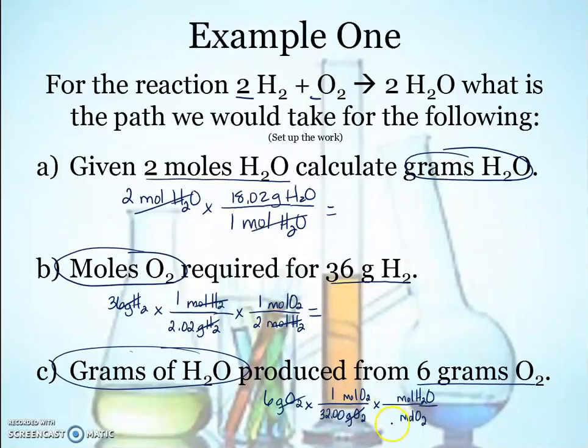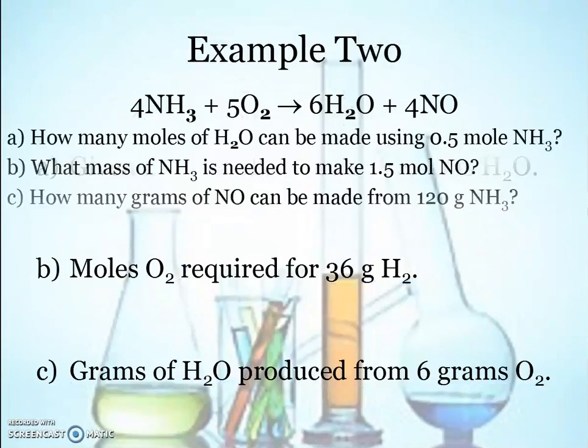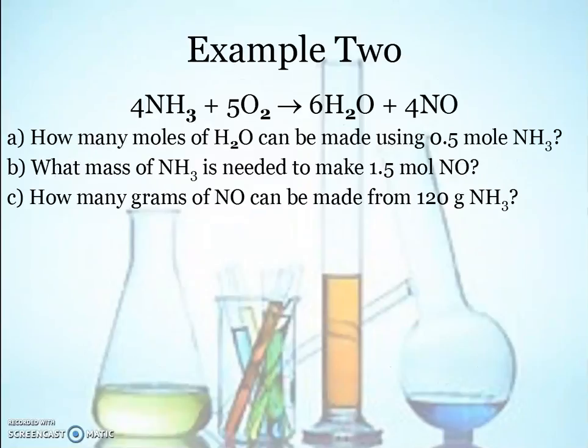Okay, what's my mole ratio? Well, it's going to be a 2 to 1 because there's 2 in front of the H2O and 1 in front of the O2. But we're not done. We want to keep going, right? We want to get rid of moles of H2O and we want grams of H2O. Okay, so 1 mole is equal to 18.02 grams. Moles cancel, and now we just solve. So all we're doing is setting up the math. We're not actually doing it yet. Here we go. Let's go ahead and start solving.